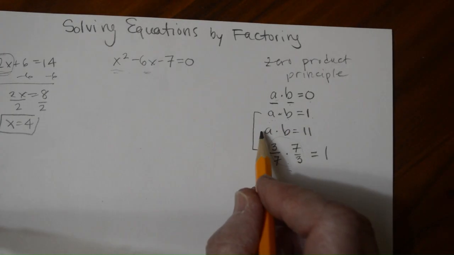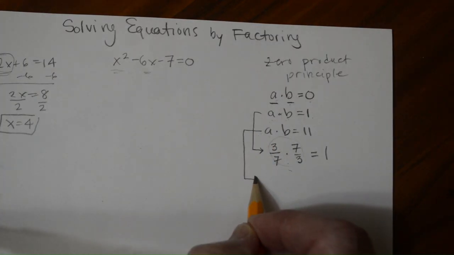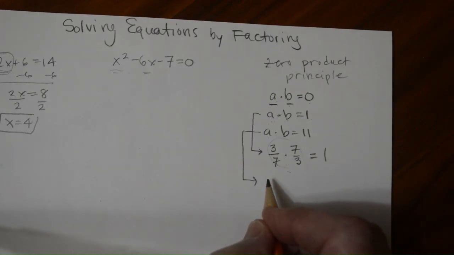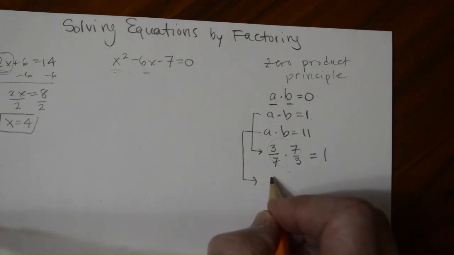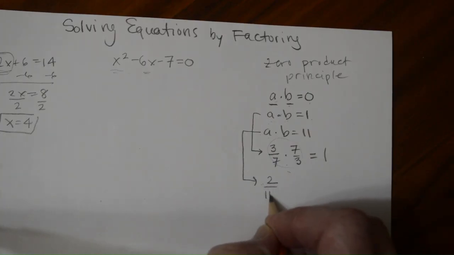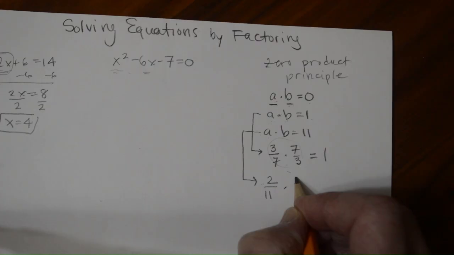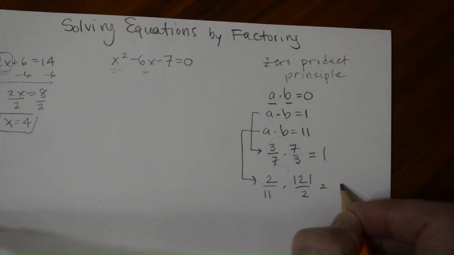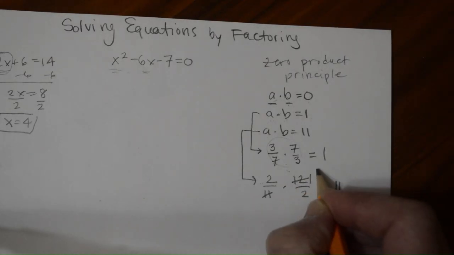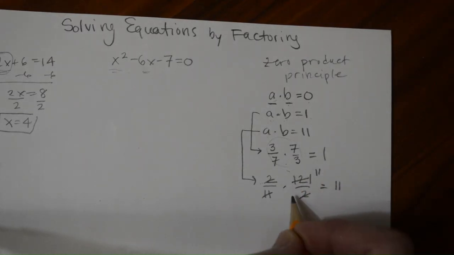Same thing with A times B equals 11. We could say that maybe we've got 2/11 times, let's say, 121 halves. That would end up giving us 11. 11 would go into that 11 times. The 2's would cancel, but neither of those factors was equal to 11.